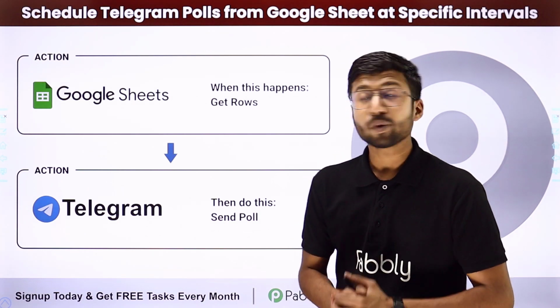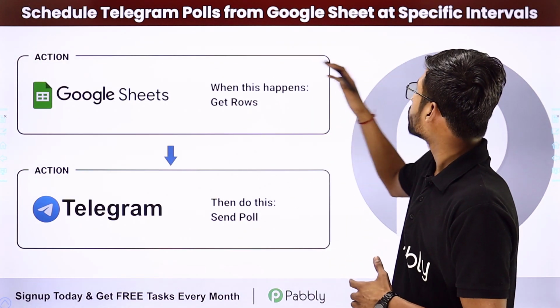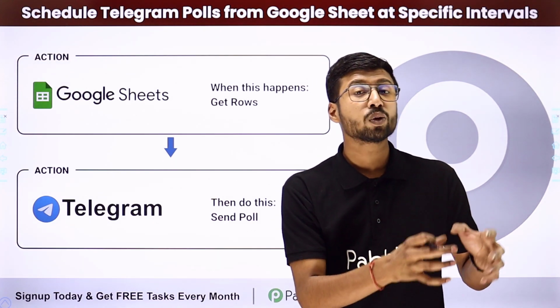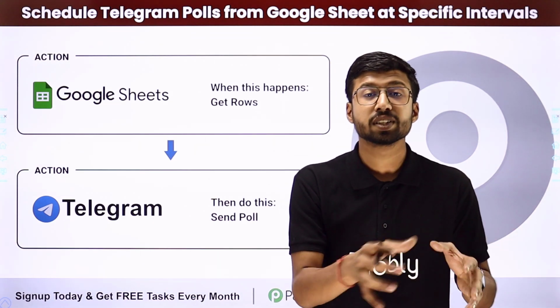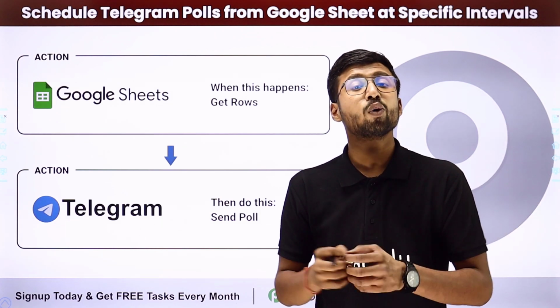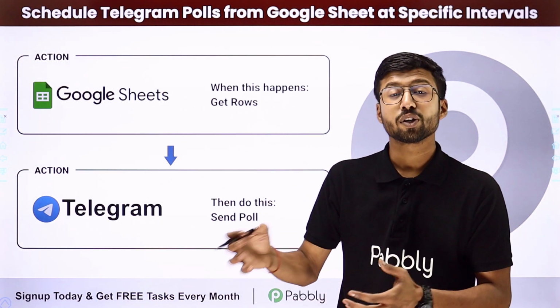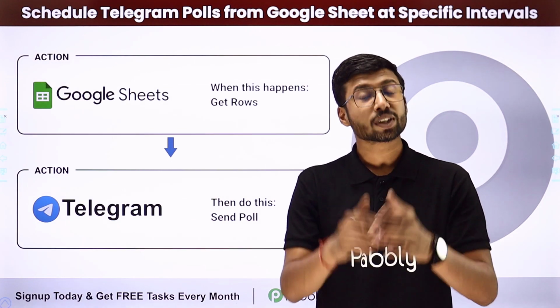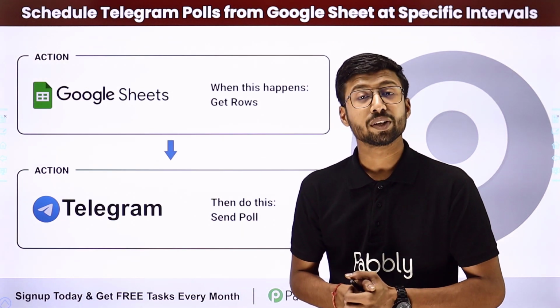So in this video, we are going to learn how to send Telegram polls from Google Sheet at specific interval. Now suppose guys, in a Google Sheet you have added some questions with some options, and one by one you want to send those questions as polls on your Telegram group or Telegram channel at a regular time interval. So let me tell you, you can actually automate this process.